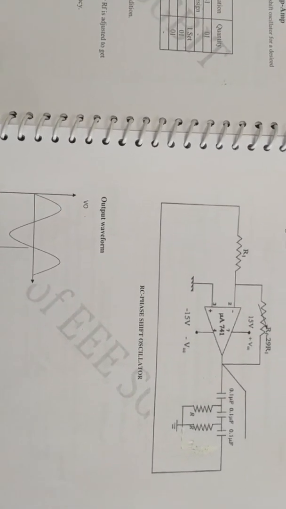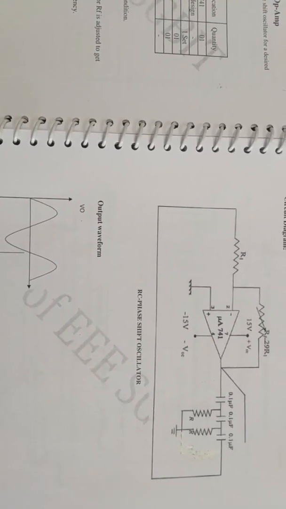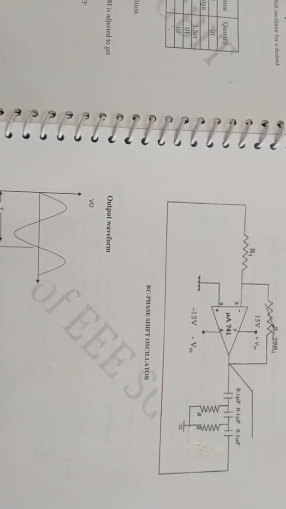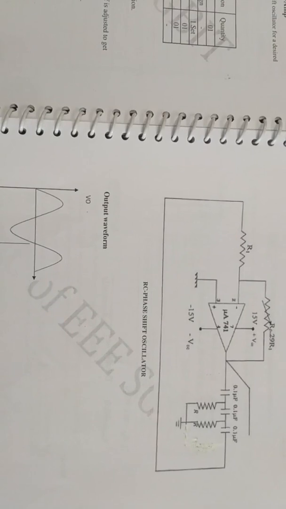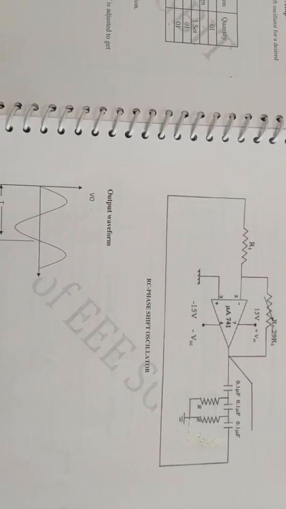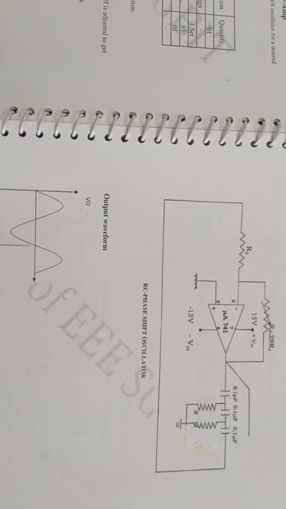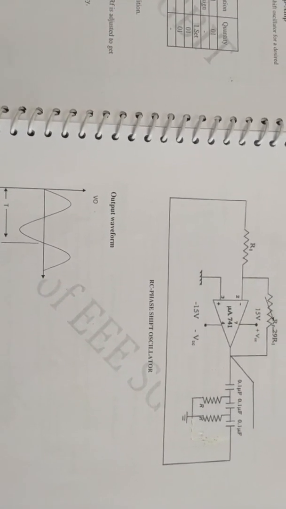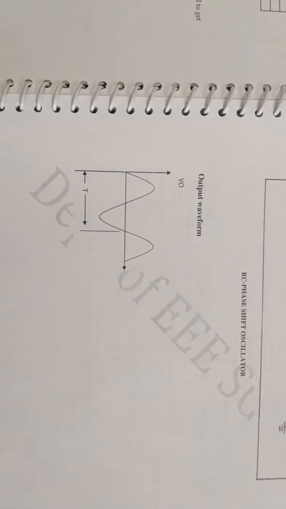And also the loop gain is made greater than or equal to 1. So for that we have to consider the gain of the op-amp should be at least 29. So with that condition we have to design the value of RF so that the loop gain should be equal to or greater than 1. So when these two conditions are satisfied, then we are able to get the continuous or sustained oscillations like this.